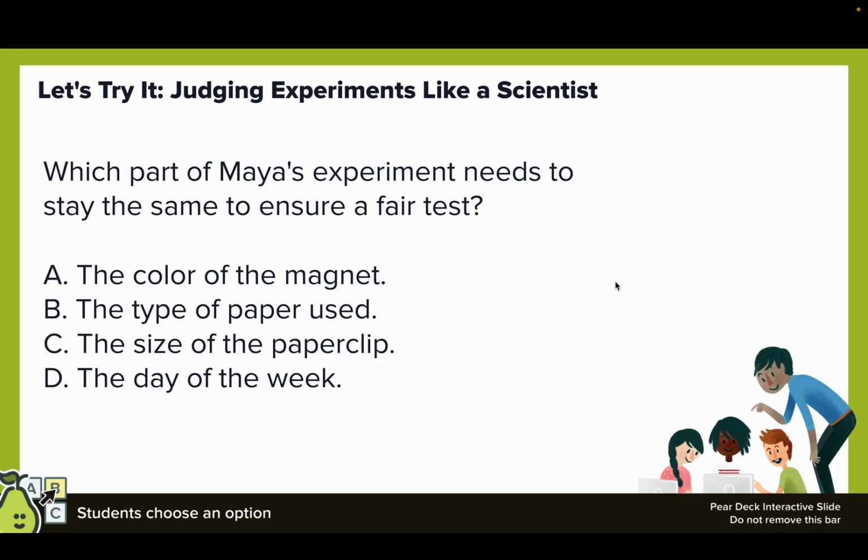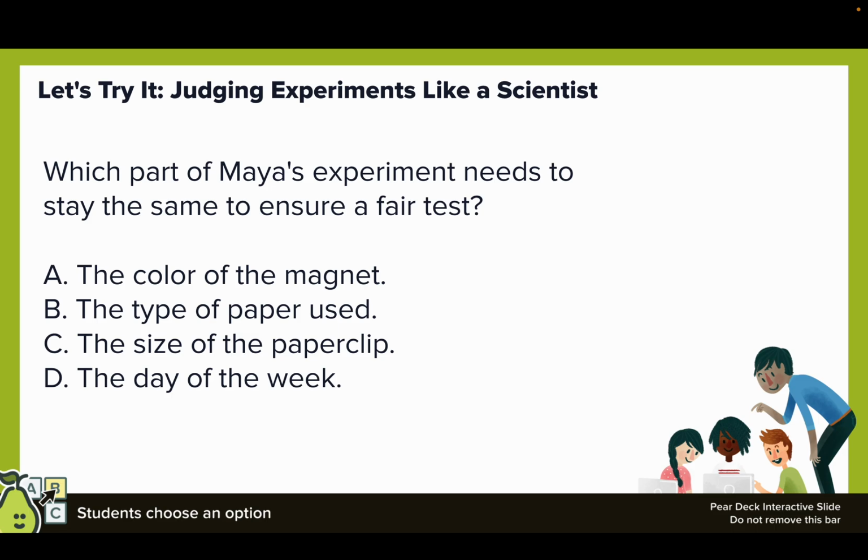Let's try it, judging experiments like a scientist. Which part of Maya's experiment needs to stay the same to ensure a fair test? Does she need to keep the color of the magnet the same? Does she need to keep the type of paper used the same? Does she need to keep the size of the paperclip the same?